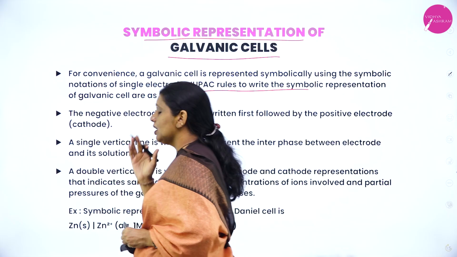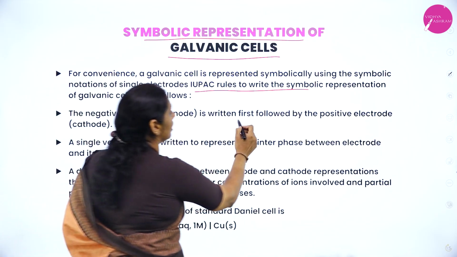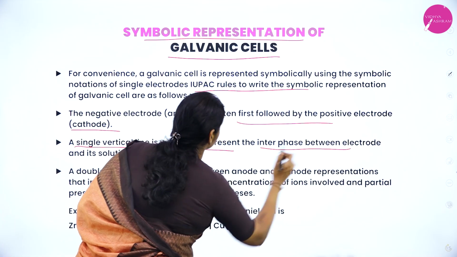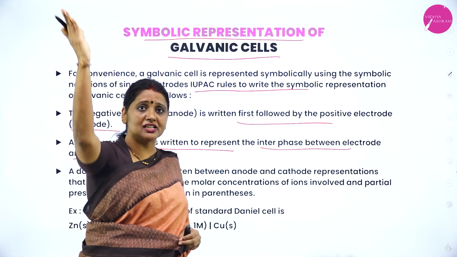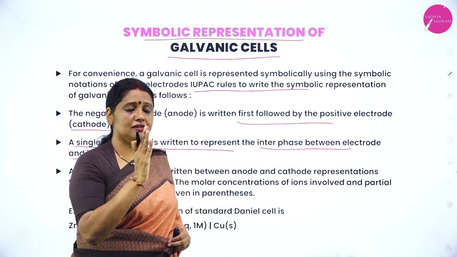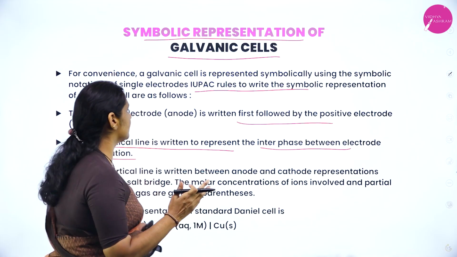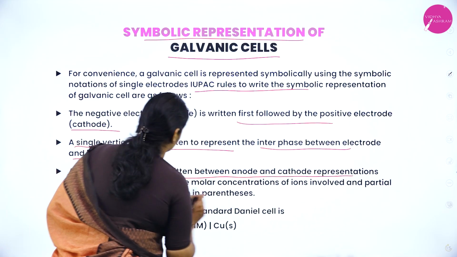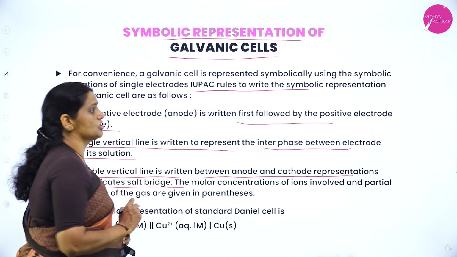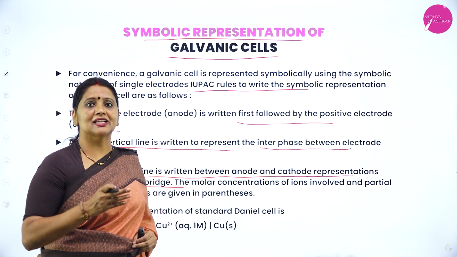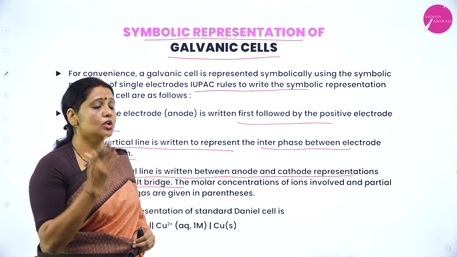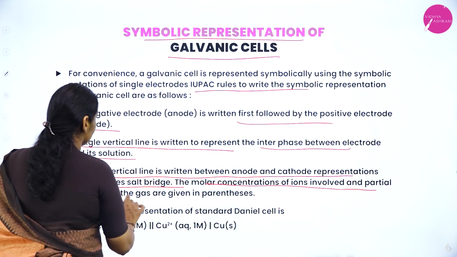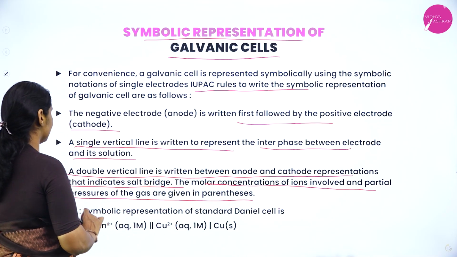For symbolic representation of a galvanic cell, in the IUPAC rule, how can you represent a cell? The negative electrode is written first, that is anode, followed by the positive electrode. A single vertical line represents the interface between electrode and solution. A double vertical line written between anode and cathode indicates the salt bridge. The molar concentration of the ions involved and partial pressure of the gas are given in parentheses.